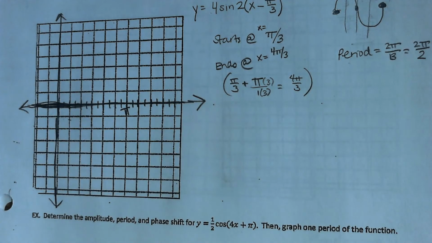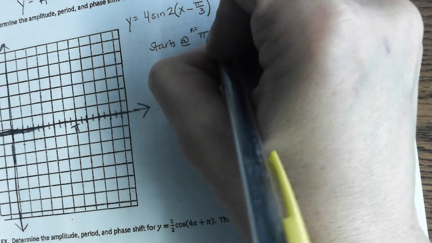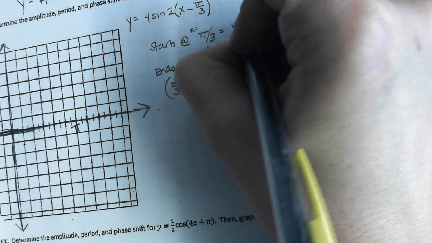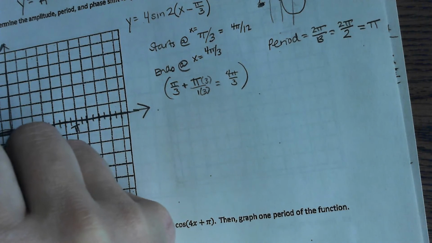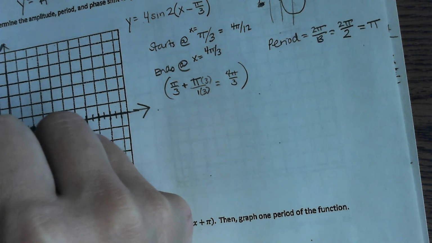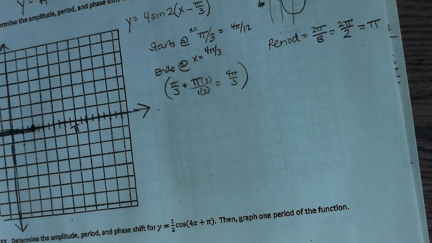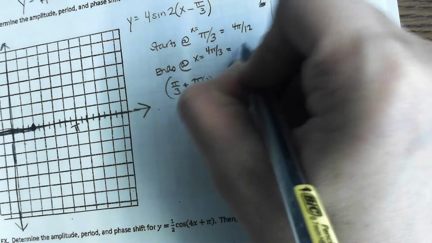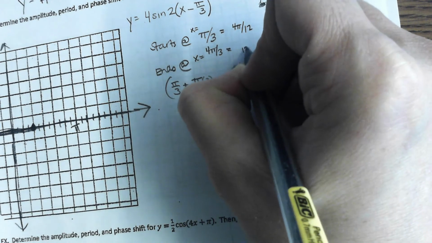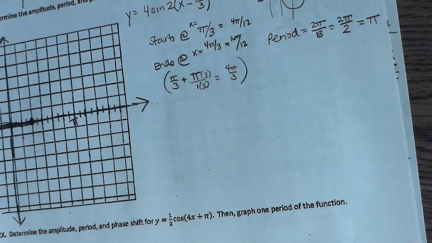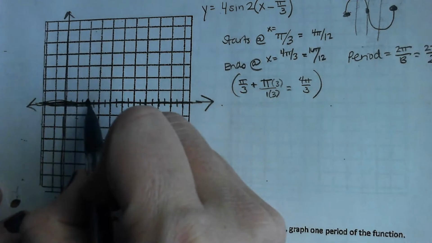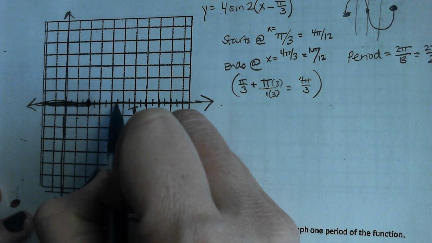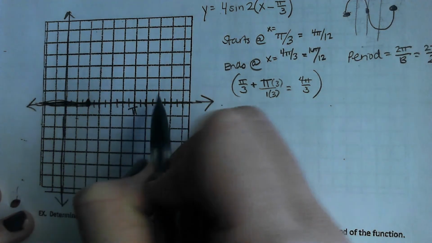So because I didn't have 12 squares, I went halfway through. So pi over 3 is essentially at 4 pi over 12. So that's where your cycle is going to start. 1, 2, 3, 4. And then your cycle is going to end at 16 pi over 12. I'm getting a common denominator. Pi over 12.